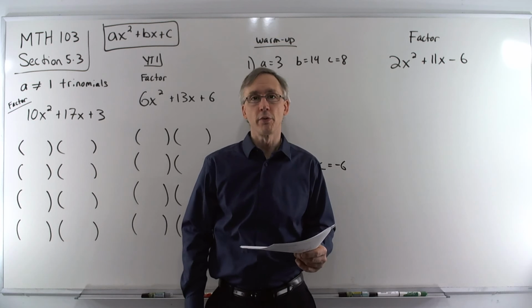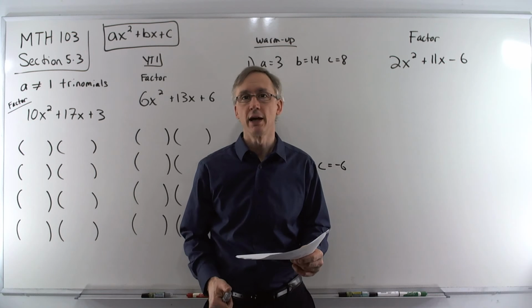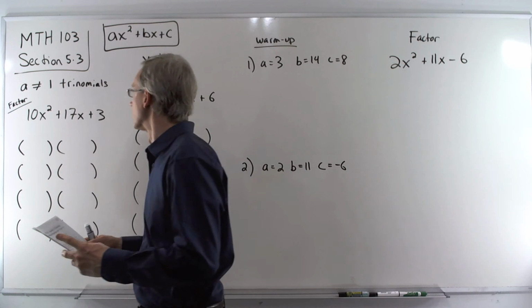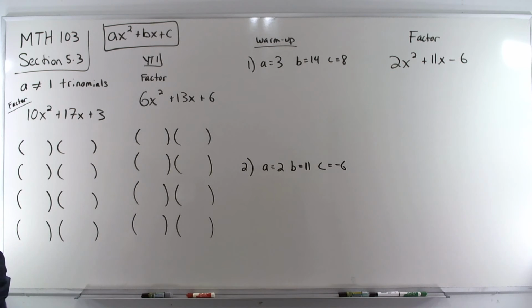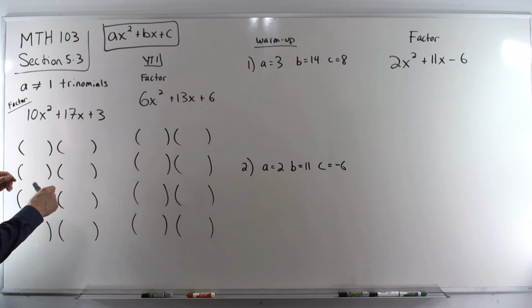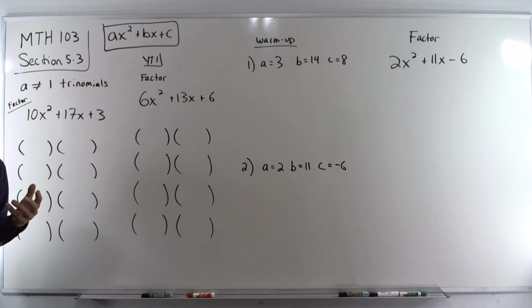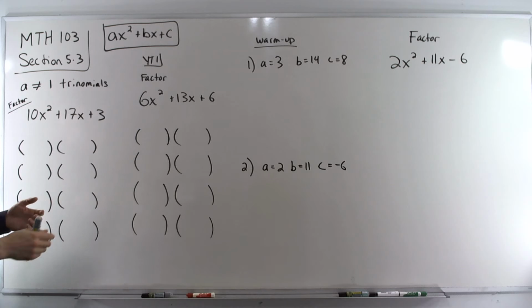Hey everyone, Math 103, we're working on section 5.3 today. We're going to be factoring a little different type of trinomial. In the trinomials we've seen before, the x squared has been by itself. In other words, it's had a coefficient of just 1. Now we're going to look at trinomials that have coefficients that are not 1.